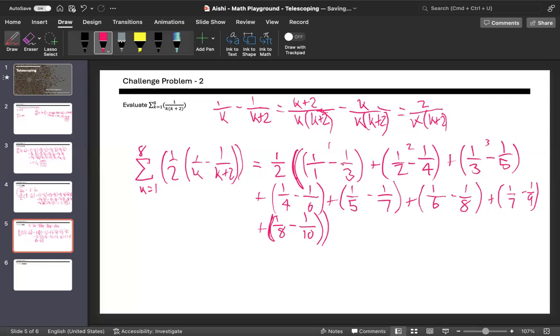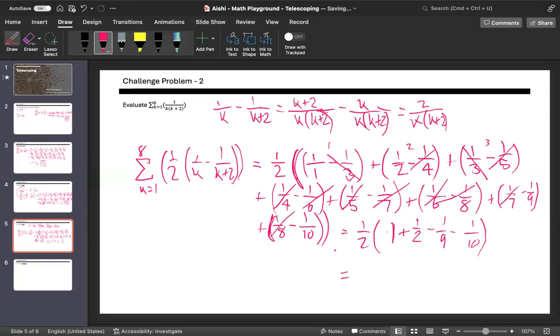So we have negative 1/3 and positive 1/3. We have negative 1/4 and positive 1/4, so we can cross these out. This one negative versus the positive there. Anything else? Nope, doesn't look like it. So we have half of 1 plus 1 by 2 minus 1 by 9 minus 1 by 10.